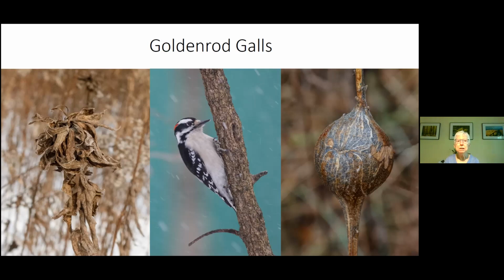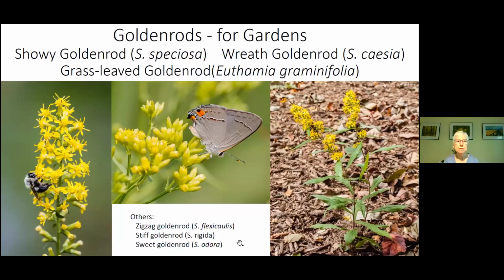Some goldenrods that I view as particularly nice for gardens are showy goldenrod, which we see over on the left here. Sometimes you'll see it as sort of a single spike, sometimes a branch spike. The flower heads, and I should have mentioned that the flower heads on the goldenrods consist of both ray flowers and disc flowers, but they're pretty small. So unless you look carefully, you might miss that.